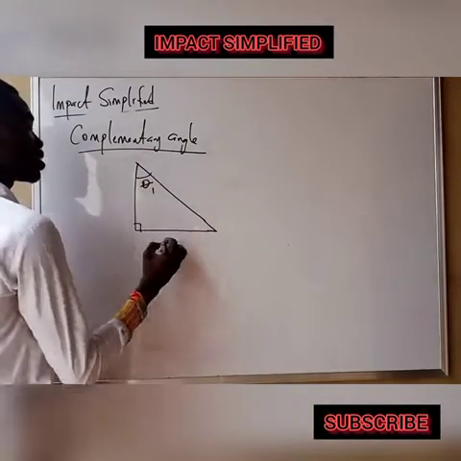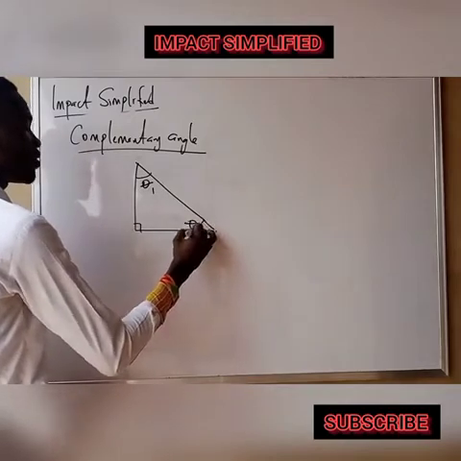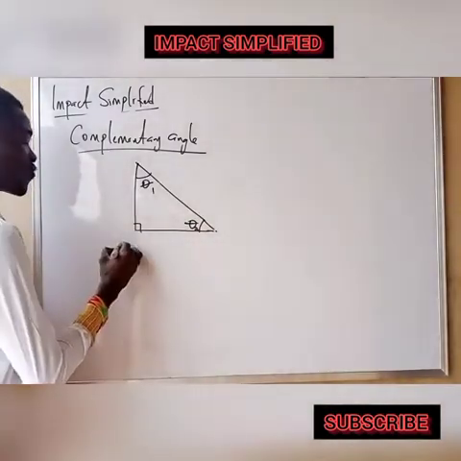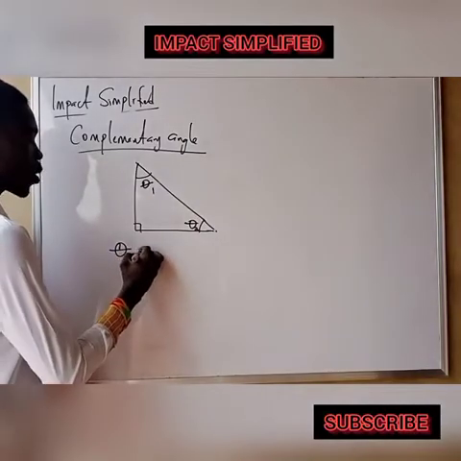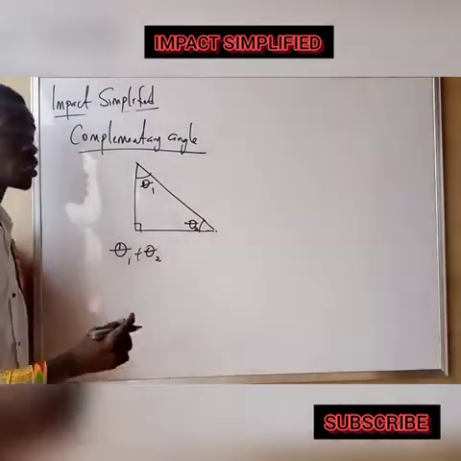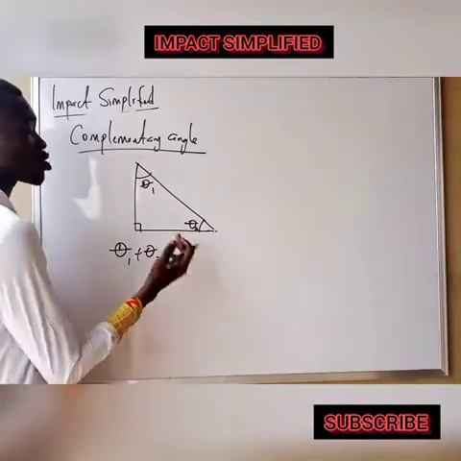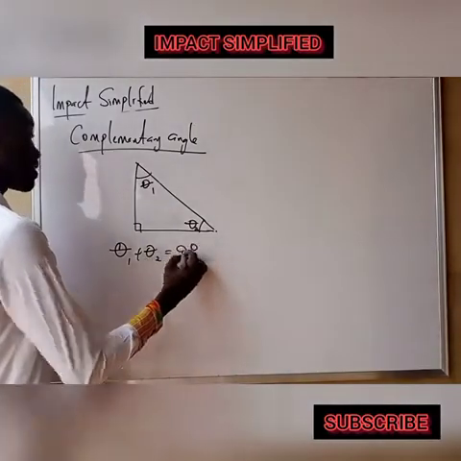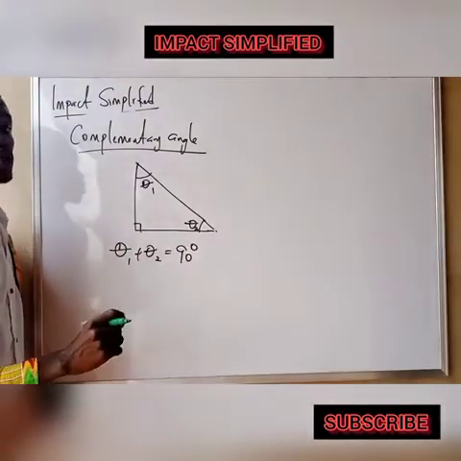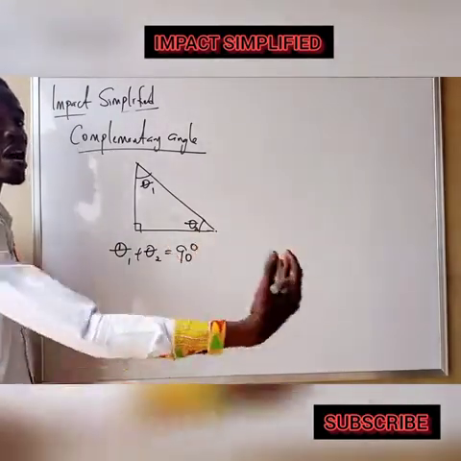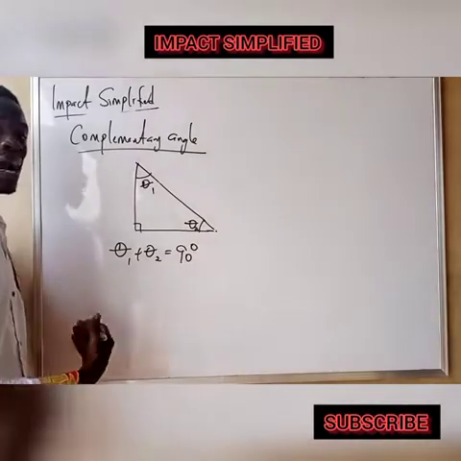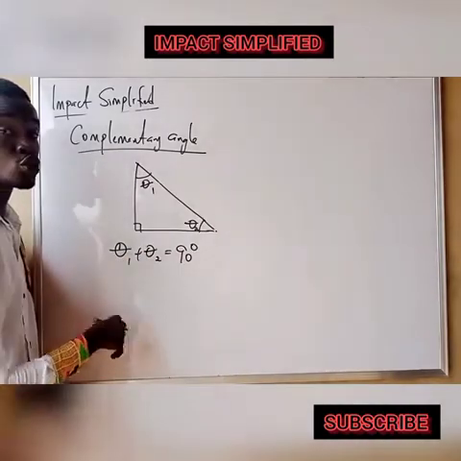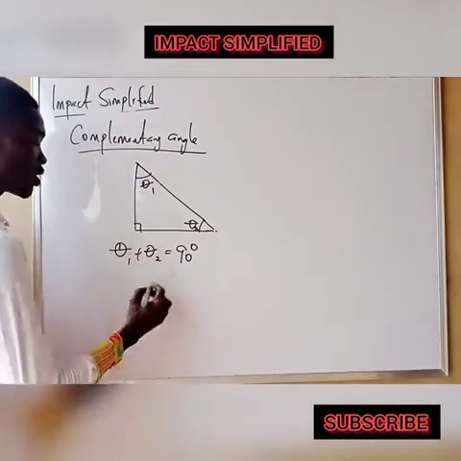This one is giving us theta 1 and this one is giving us theta 2. We need to know that complementary angle means that if two angles are complementary to each other, or if two angles are in complementary form, it means that their sum is equal to 90 degrees. Do we get that? So when they are talking of complementary angles, the sum of the angles is 90. So that means theta 1 plus theta 2 is going to give us 90.